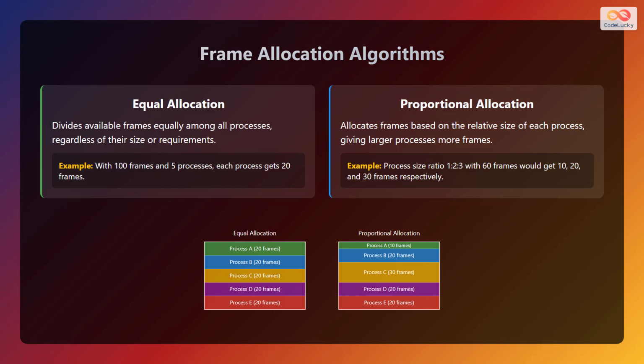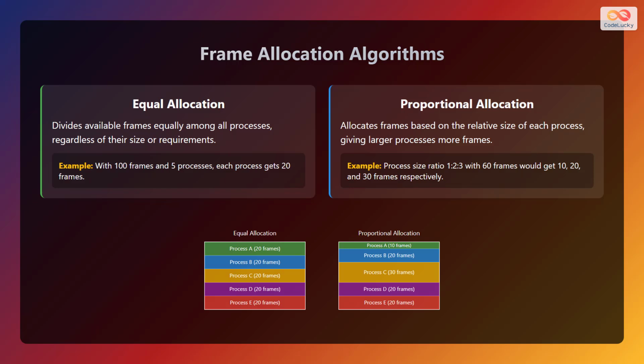There are a few different ways to allocate frames, each with its own pros and cons. Let's discuss 2 common methods. First, there is equal allocation. Equal allocation is straightforward. It divides the available frames equally among all the processes in the system, regardless of how big or small they are. For example, if we have 100 frames in 5 processes, each process would get 20 frames.